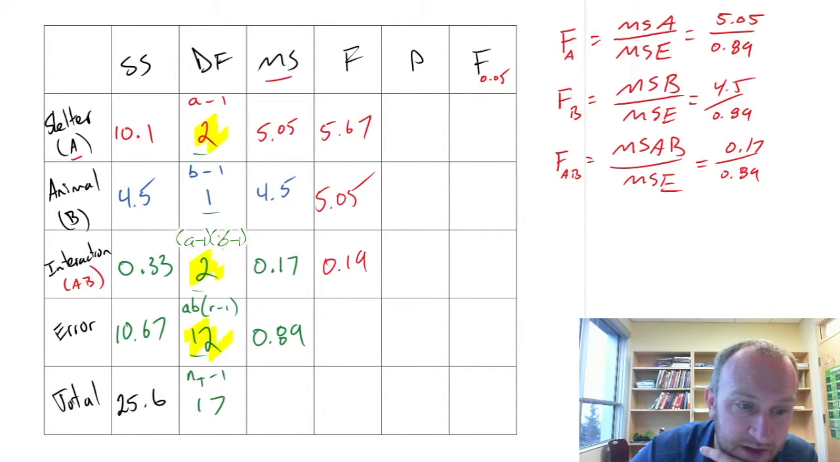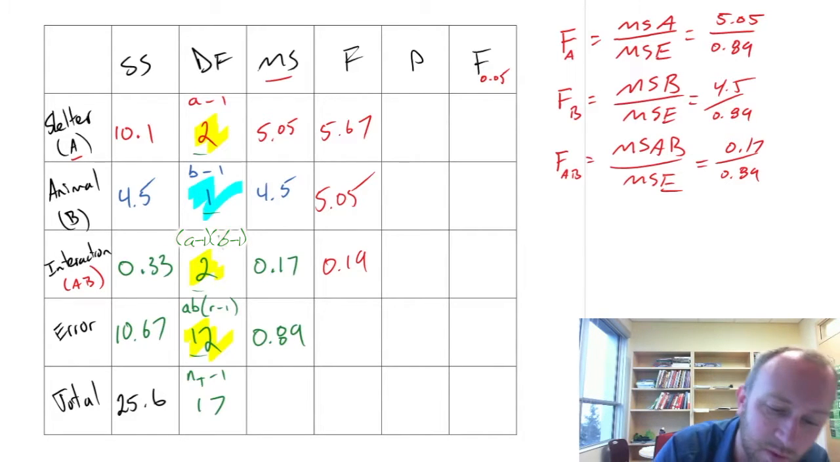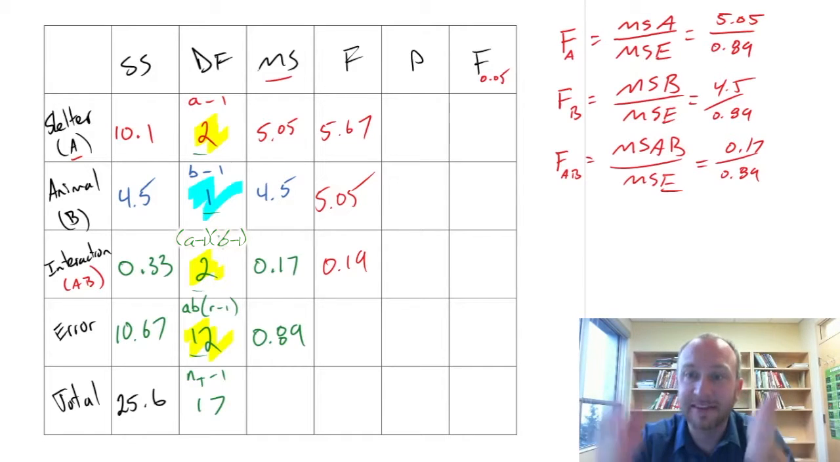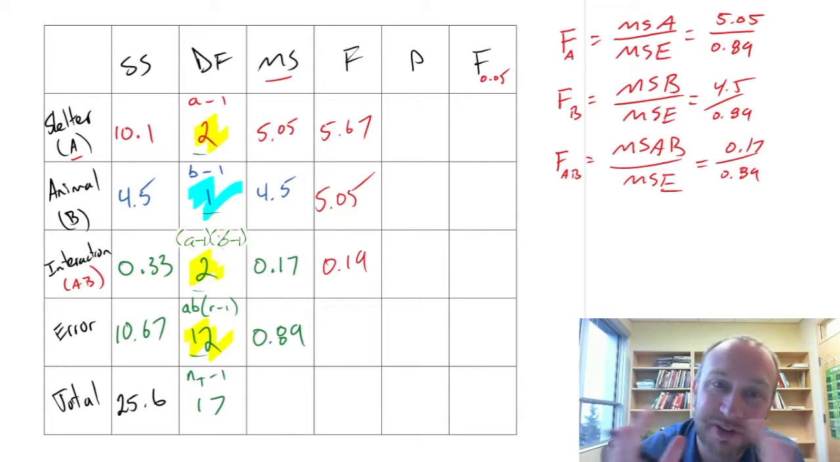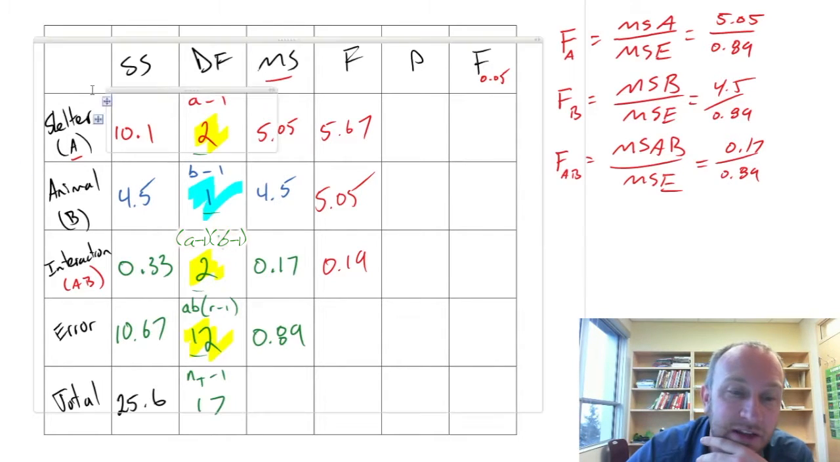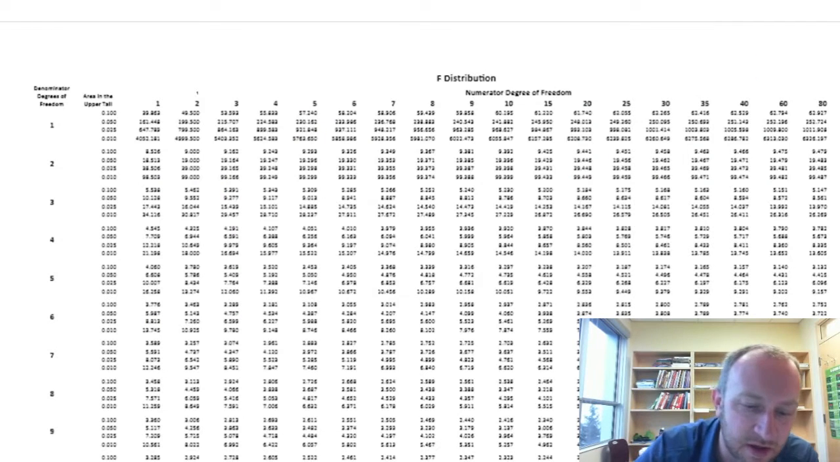For factor B, that one's going to have just 1 degree of freedom in the numerator. So we can't always assume that we'll have the same degrees of freedom for all of our tests. All 3 of them could be different. It's possible they're all the same, but we can't assume that they'll always be the same. So let's do the first one: 2 degrees of freedom numerator, 12 degrees of freedom denominator.